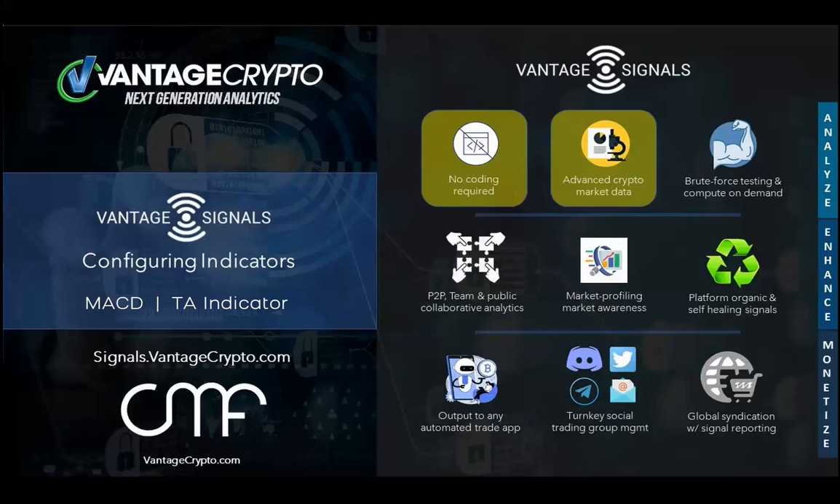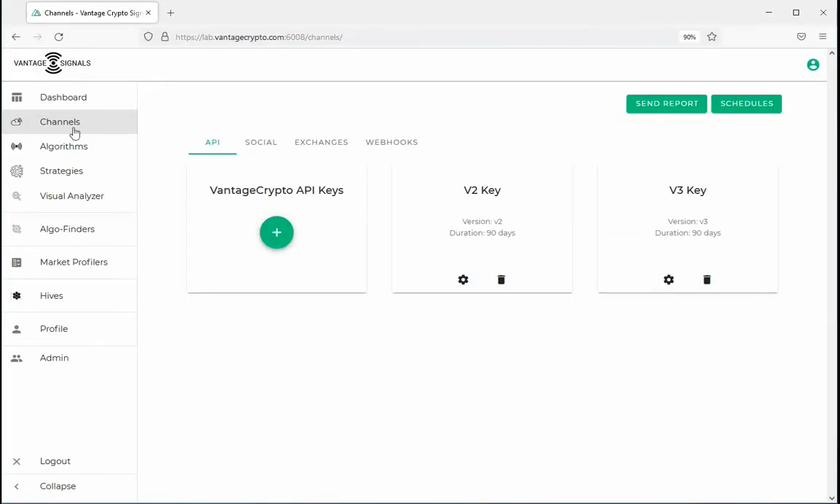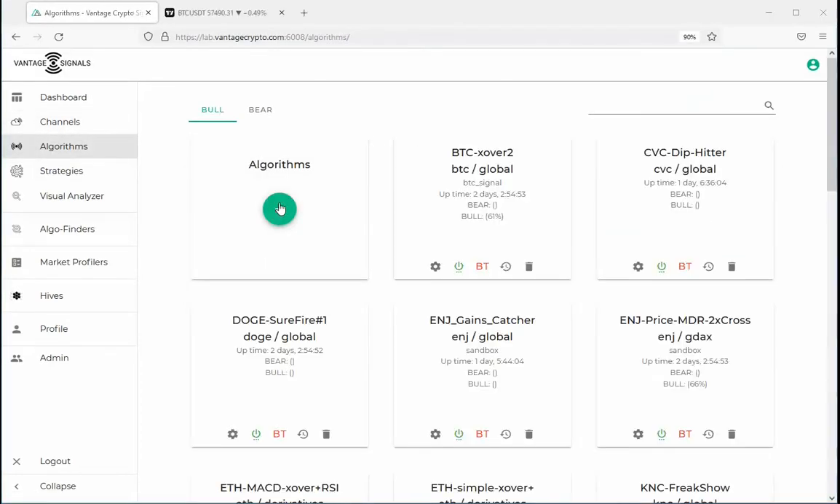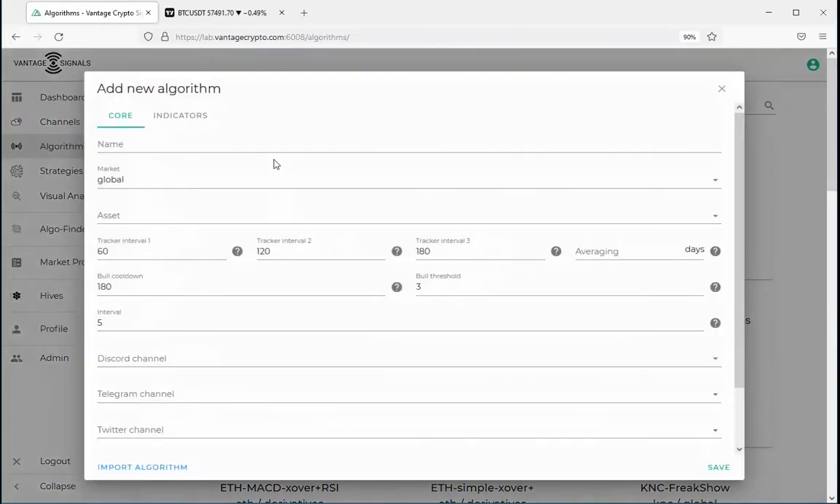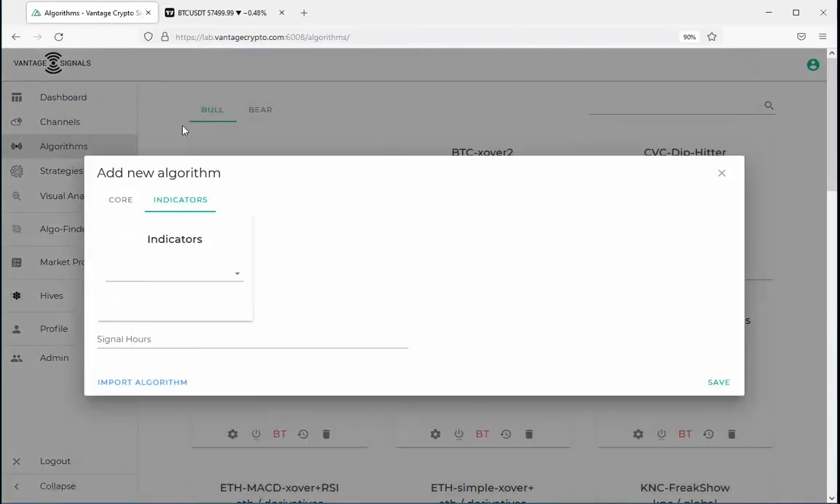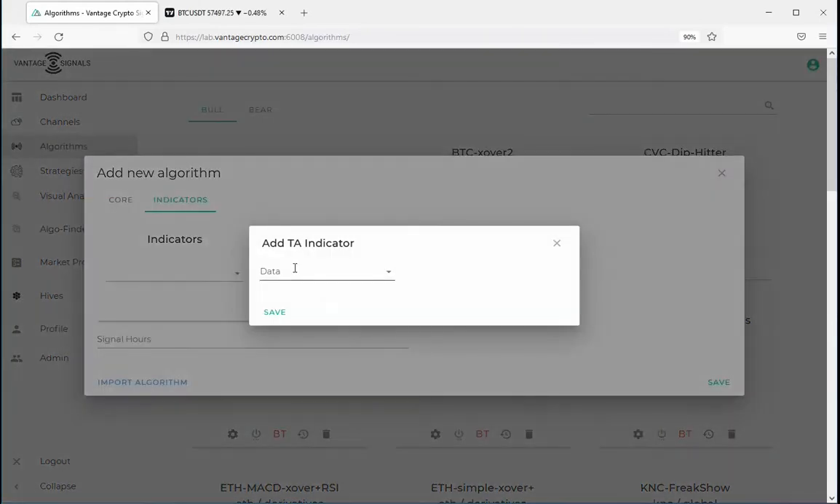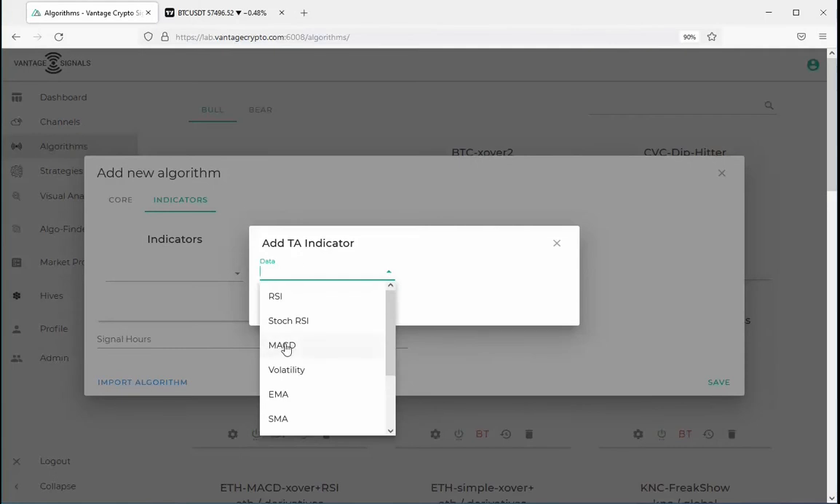In this video we are configuring the MACD technical analysis indicator in an algorithm, but the same principles apply when configuring this indicator on an algo-finder, with the exception that the algo-finder enables you to set a range of numbers and selections for each value we configure here. To add the MACD indicator, we will want to add a TA indicator, and then choose MACD.